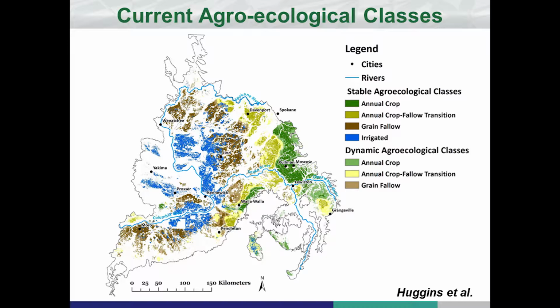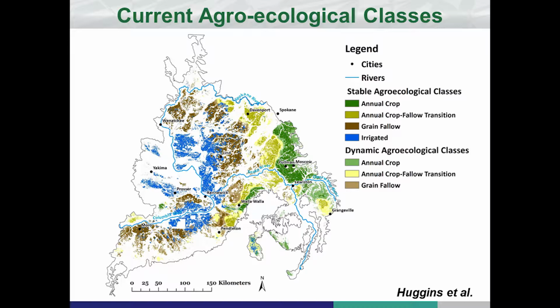And then the dynamic agroecological classes you can see kind of occur in transition between these stable areas. So you'll see that this darker yellow is transitioning into an annual crop fallow transition that's more dynamic, and then into an annual cropping situation that's also more dynamic. And so this is telling us that growers are responding to certain circumstances for that particular year in terms of what they're growing and the crops, et cetera, and whether they're using fallow or not.